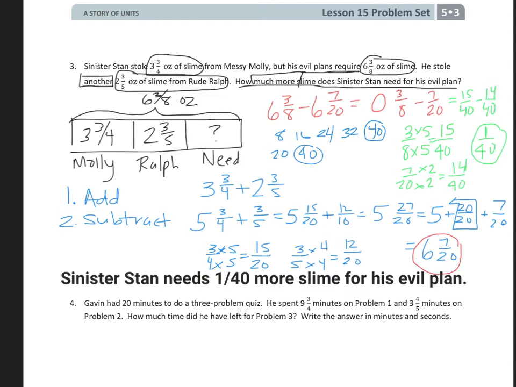Now to answer the question, we need a sentence written back in answer form. And so what I wrote down here is, Sinister Stan needs 1/40th more slime for his evil plan. Okay, capital letter, ending punctuation. Hit pause if you're a little behind, and we'll go to the next problem.